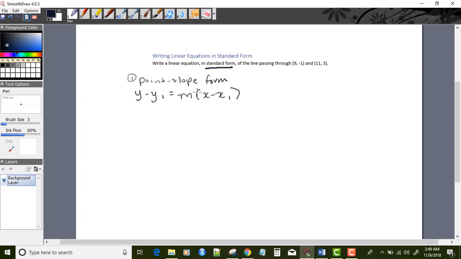So my first step here will be to find m, which when I have 2 points, I can find slope by taking the difference in the y-coordinates and the difference in the x-coordinates. So this 9, -1 will be my first point. So I will go ahead and label so I don't forget.